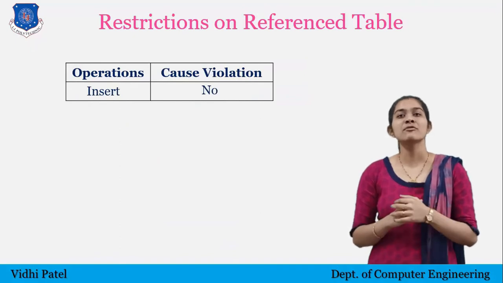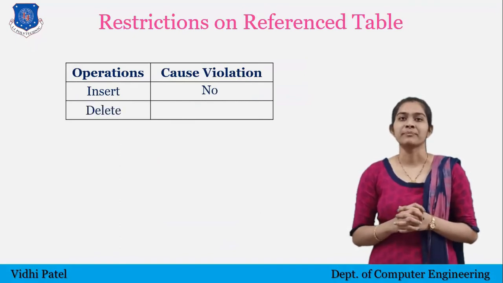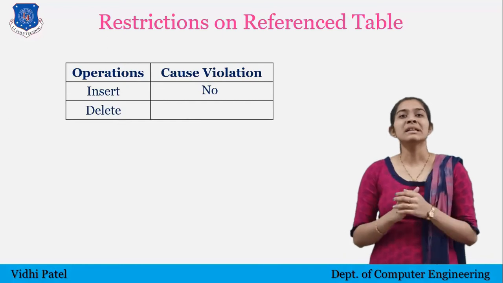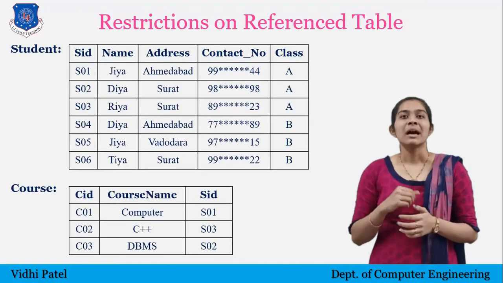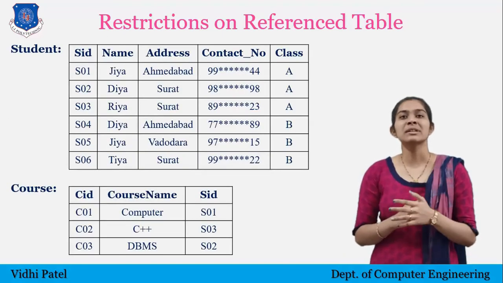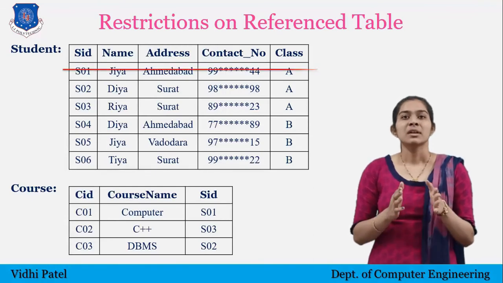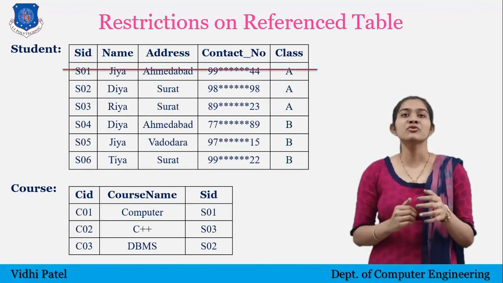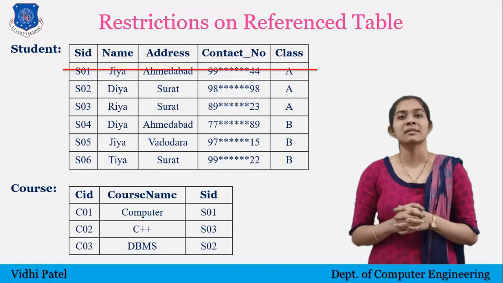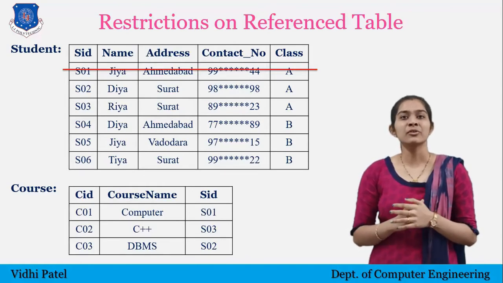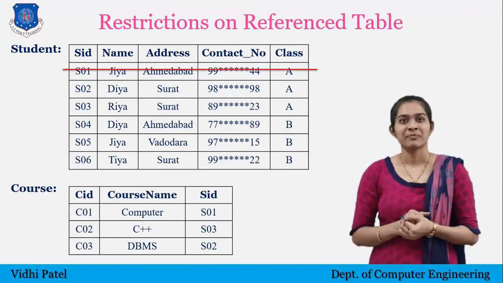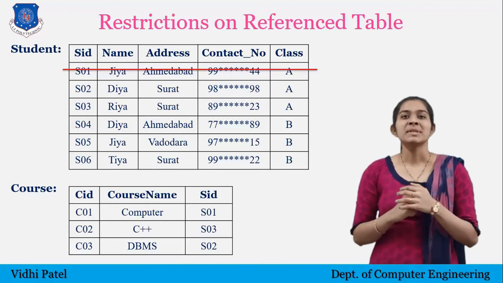Now, next operation is delete operation. I have to delete record from the student table. I am deleting the record having student ID is S01. He was a student and he left the university, so I am deleting that record. Can I delete that record or any problem is raised? In this case, a problem is raised.